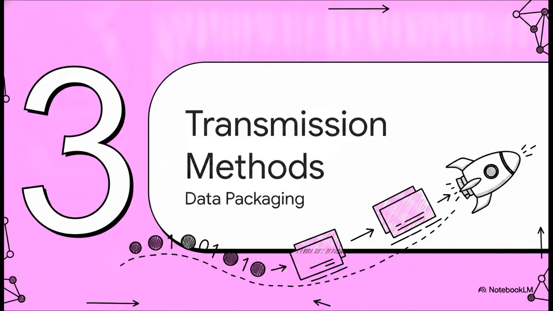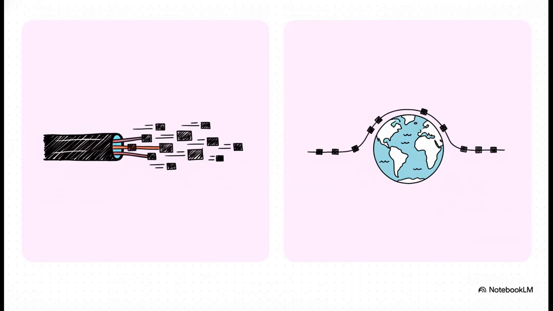All right, let's keep following our data's journey in Section 3, transmission methods and packaging. So, how do we physically send these bits? We basically have 2 options, parallel and serial. Parallel transmission is kind of like a multi-lane highway. You send an entire 8-bit byte at the exact same time over 8 separate wires. It's incredibly fast, obviously, but running multiple wires over long distances is incredibly expensive, and it causes a ton of electrical interference. That is exactly why long-distance communication relies on serial transmission.